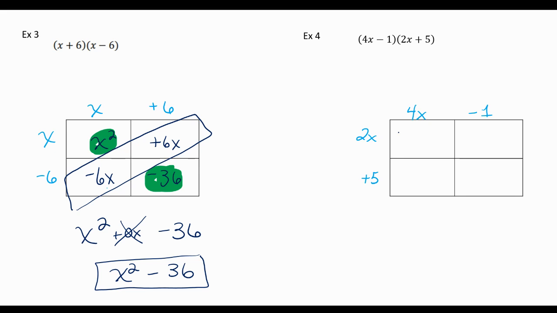Okay, and then this one just has numbers in the front. So just 2x times 4x is 8x squared. 2x times negative 1 is negative 2x. 5 times 4x is positive 20x. And 5 times negative 1 is negative 5.